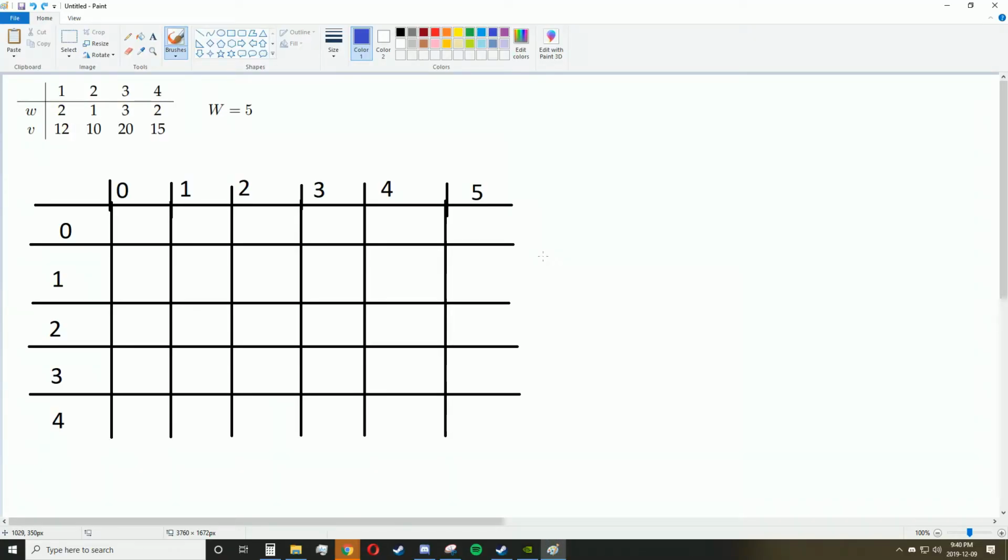Okay, time for more MS Paint drawings. This time we're doing the knapsack problem with dynamic programming. Here is the problem. Here is the maximum weight. And here are our potential items to take. Here are their weights. And here are their values.